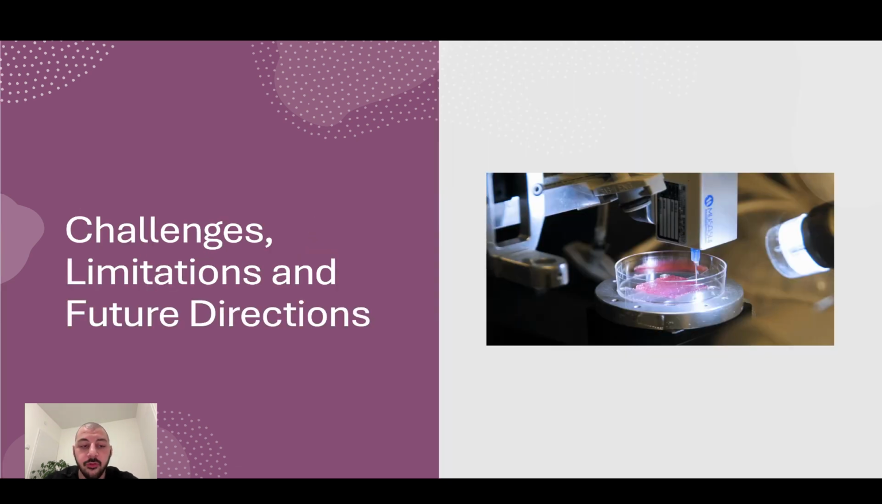Now, last but not least, we should address challenges and limitations of the rotary wall vessel bioreactor and also its future directions. Despite their many advantages, rotary wall vessel bioreactors have some challenges. For example, complex operation. A steep learning curve makes them less accessible to beginners. Additionally, scalability is a problem. Expanding rotary wall vessel systems for industrial use remains costly and technically demanding.